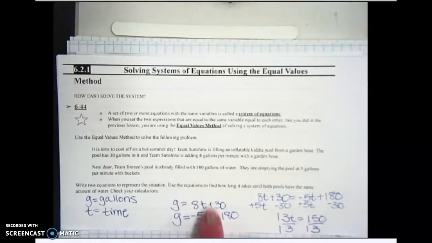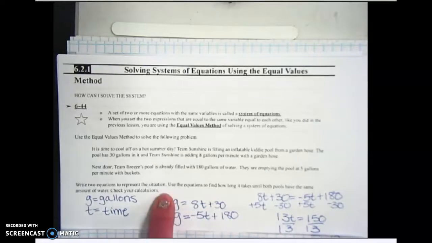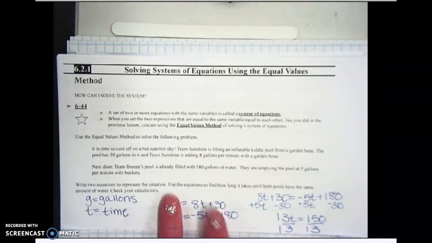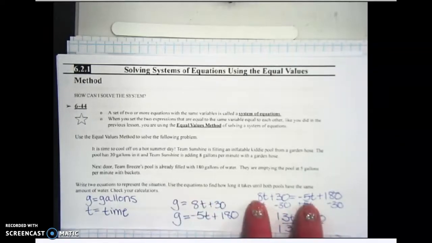So we've got 2 separate equations. The first one is Team Sunshine. The second one is Team Breeze. Okay? Notice that they're both set equal to G. Because they're both set equal to G, we can take those 2 expressions and set them equal to each other.